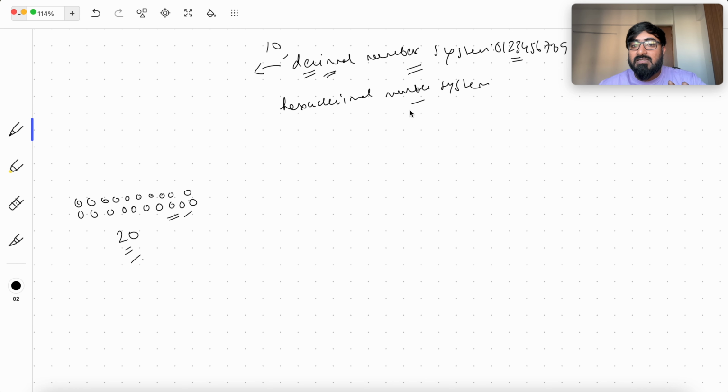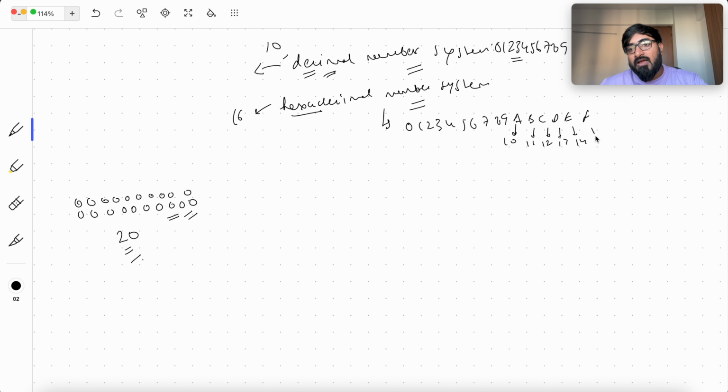Similarly, we have hexadecimal number system that again will represent a quantity as a number, using the symbols it has. So hexadeci means 16. Hexa plus deci, 6 plus 10, 16. So it has 16 symbols 0, 1, 2, 3, 4, 5, 6, 7, 8, 9. And then it has A, B, C, D, E, F, lowercase or uppercase, where A represents 10, B is 11, C is 12, D is 13, E is 14, F is 15.